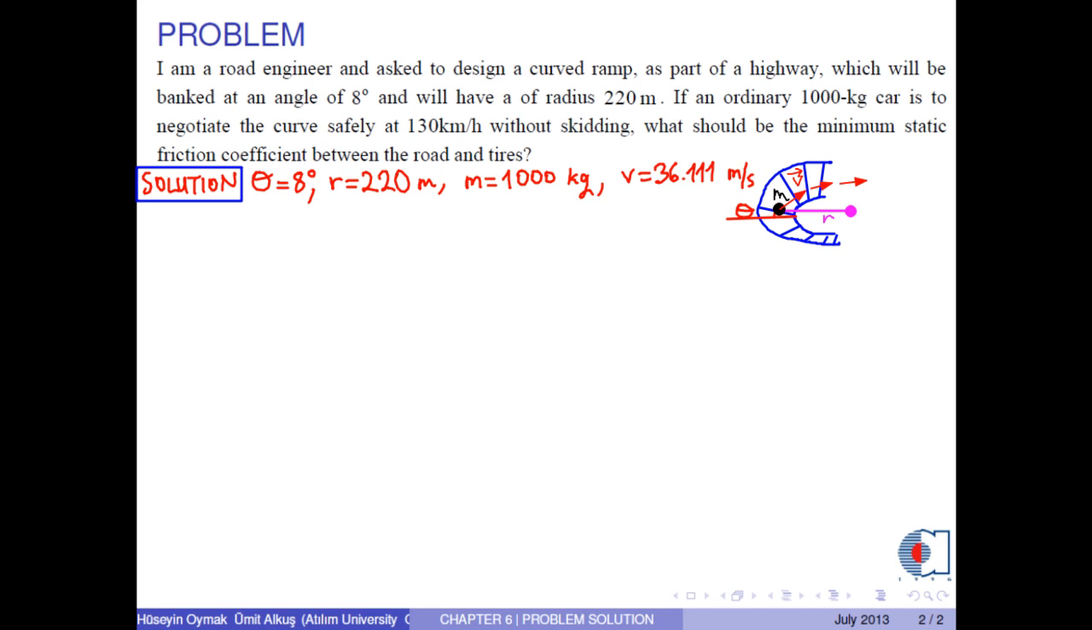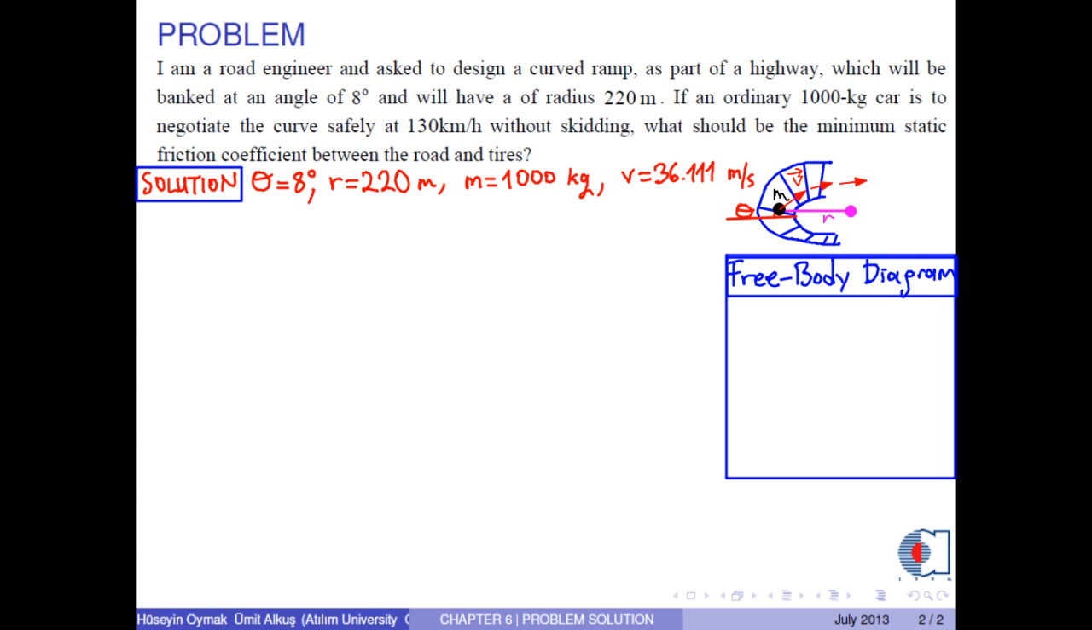First of all, we draw the free body diagram of the car. As a first step, we choose the appropriate coordinate axis. Next, we draw all the forces acting on the object. There is a gravitational force on the body like this. Secondly, since the car is in contact with the surface, there is a normal force perpendicular to the surface like this.